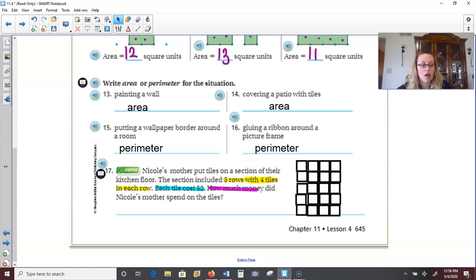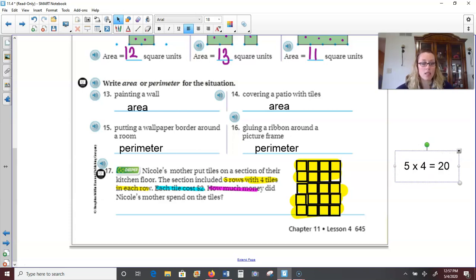I think pictures just help to understand the problem a little better. So 5 rows, do we have 5 rows? 1, 2, 3, 4, 5. And there's 4 tiles in each row. So we need to figure out how many total tiles Nicole's mother needs to use on her kitchen floor. So if there's 5 rows and 4 tiles in each, we can do a simple multiplication problem of 5 times 4, and that equals 20. So there are a total of 20 tiles she needs on her kitchen floor, but we're not finished yet.